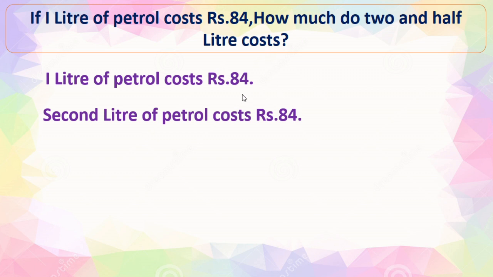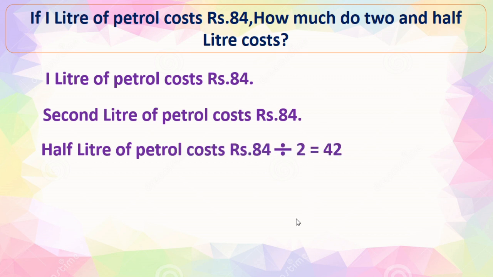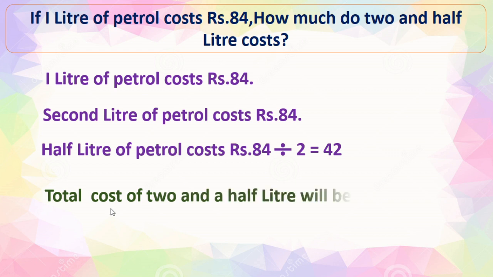Okay, 2 liters it became. Now we need the cost of half liter. That is nothing but half of 84. That is 42. Yes, if we add these three answers, then we will get the total cost of 2.5 liters. Right? That is 84 plus 84 plus 42. That is nothing but rupees 210. Got this? Okay.